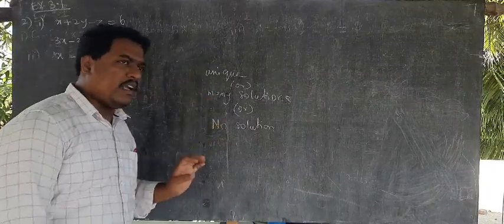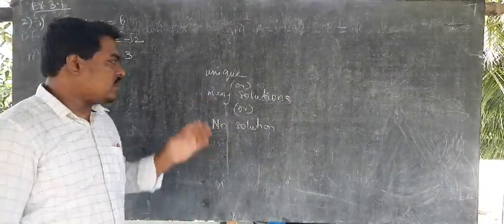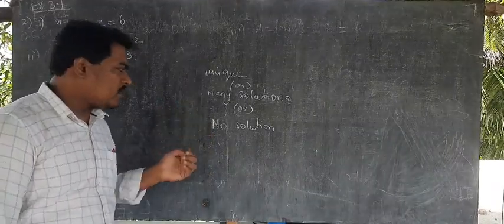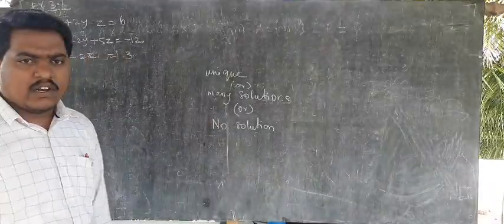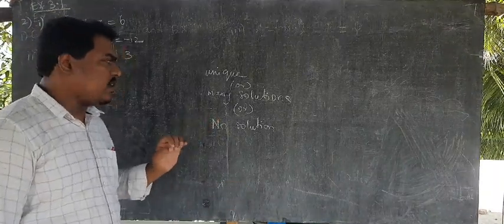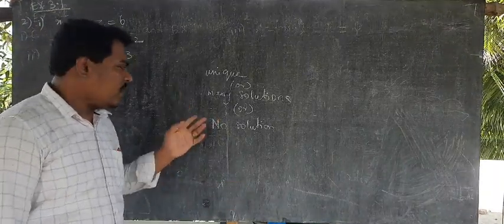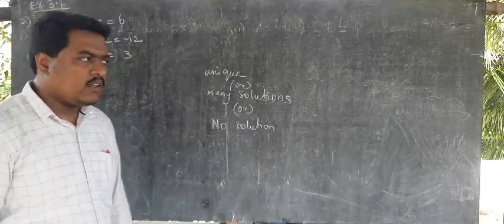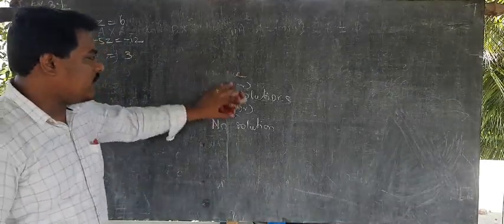Once we get the answer, at that time I will explain what is unique, what is many solutions, what is no solutions. Then only you can easily find what unique means, what many solutions means, what no solutions means, right? So first we have to solve the given sum.